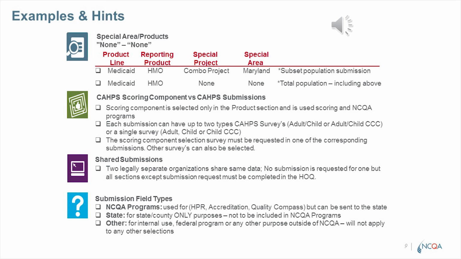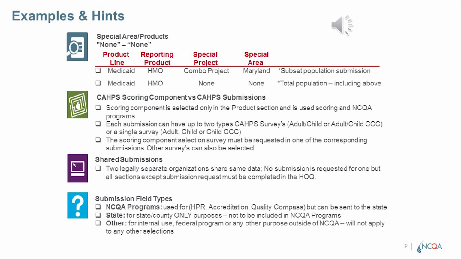It's going to be one or the other. The scoring component section or selection survey must be requested in one of your corresponding submissions. Now, you can add other surveys to that, but the corresponding selection has to be requested in order for you not to receive an error message.